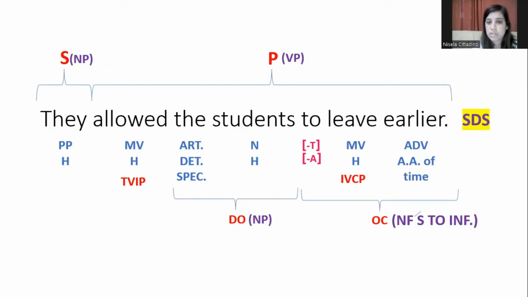They allowed the students to leave earlier. They is the subject and the noun phrase. Allowed the students to leave earlier is the verb. They is a personal pronoun and the head. And if we go to the predicate, we have allowed as the main verb and the head of the verb phrase. And it is a transitive verb of incomplete predication. Transitive verb because it needs a direct object. Incomplete predication because it needs an objective complement.